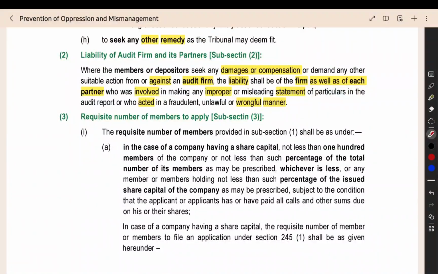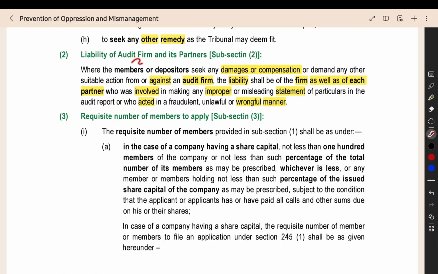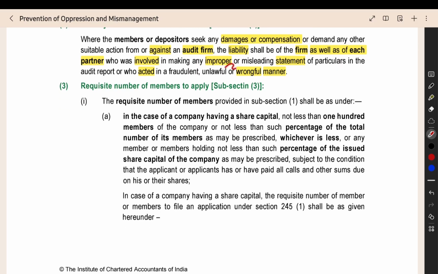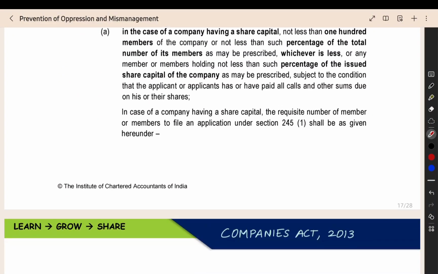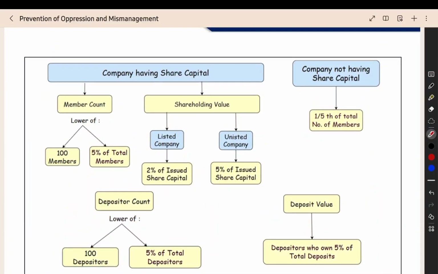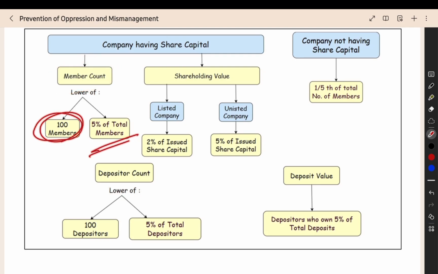The next thing, if any damages or compensation is asked from the audit firm or the auditor, then both the audit firm will be liable and the partners will be liable for making the improper or wrong statement in a wrongful manner. The next point is the minimum number of members needed to apply under this section. Class action suit, if you want to do that, how many members do you need? For example, if it is a company having share capital, then you can go either in two ways. Either you can go through member count or you can go through shareholding value. First one, if you are going through member count, minimum you need 100 members or 5% of total members, whichever is lower. You should gather that many members to file the application.